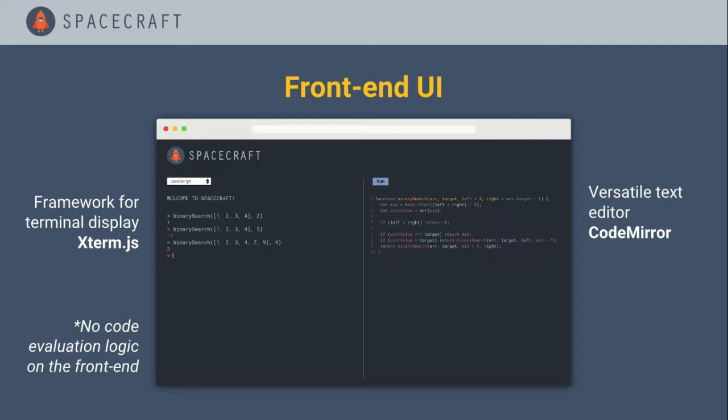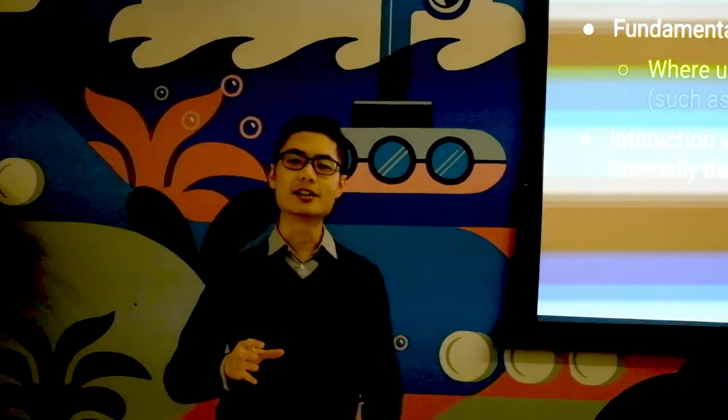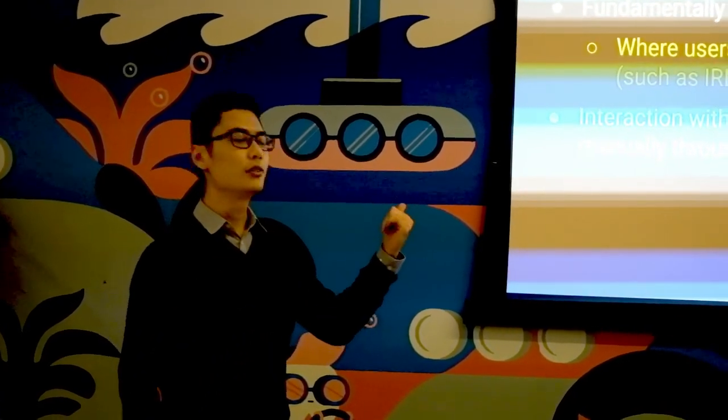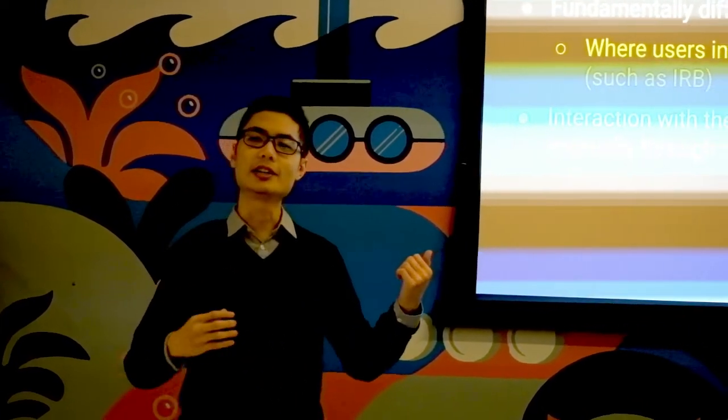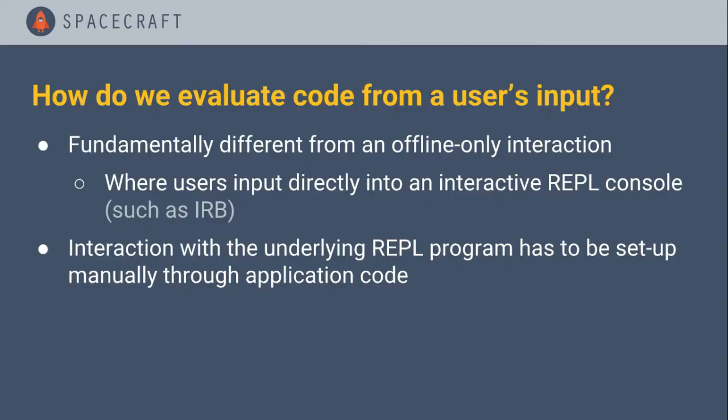Now, the next question is how are we going to evaluate code if we don't have any logic in the front end? This is an important point because from a regular interaction perspective, for example, you would spin up IRB in the console, and then you would input directly into the console. The console outputs the evaluation result. This is very different from what we're building here, because since we're allowing a remote service, we have to do all of that manually through our application code.